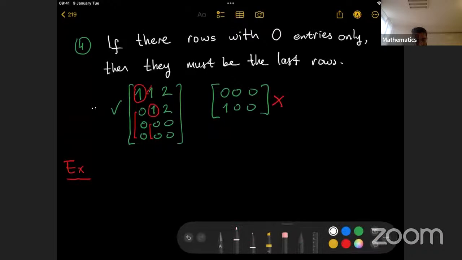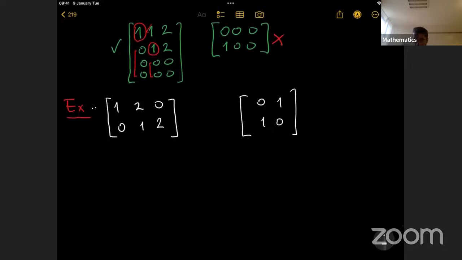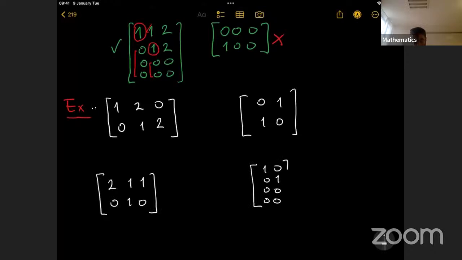Well, look at these matrices here. 1, 2, 0, 0, 1, 2. Zero, one, one, zero. Two, one. 1, 0, 1, 0. One, zero, zero, one, zero, zero, zero, zero here. So which ones are in row echelon form?